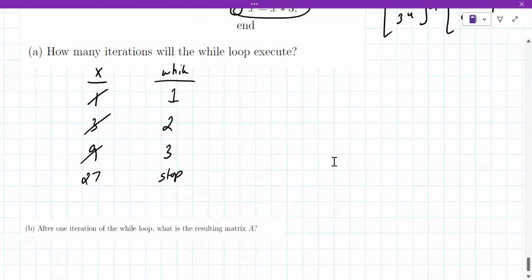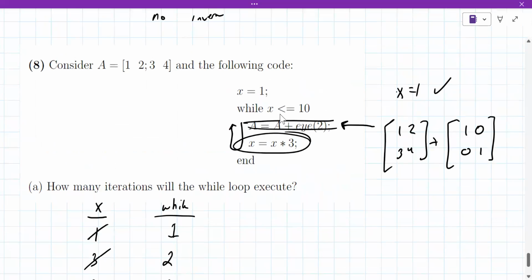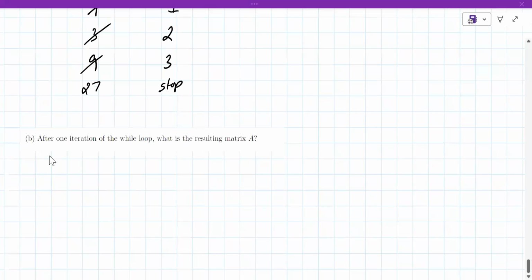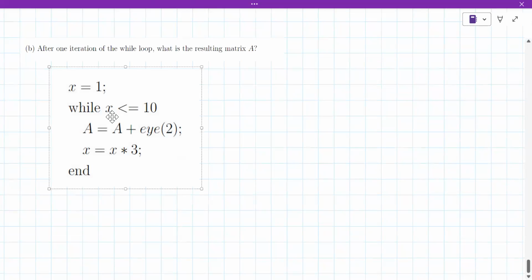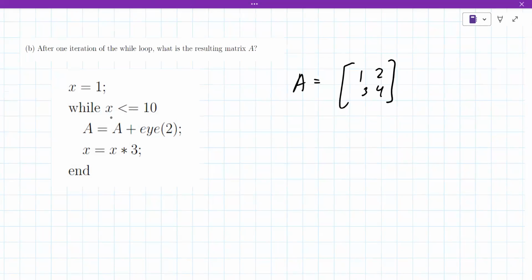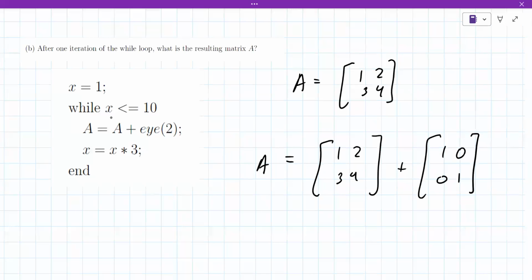Okay, what does the resulting matrix say? So that's what I was trying to show you here. If you look at the code again, let me snip the code in. Okay, so you're in the while loop. You don't care about your X value. A is currently 1, 2, 3, 4. But now your new A is 1, 2, 3, 4 plus 1, 0, 0, 1. So you have to actually add these together, and that's 2, 2, 3, 5. So that's your new A.